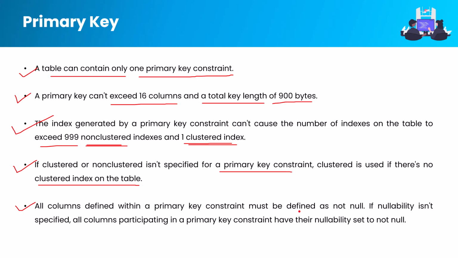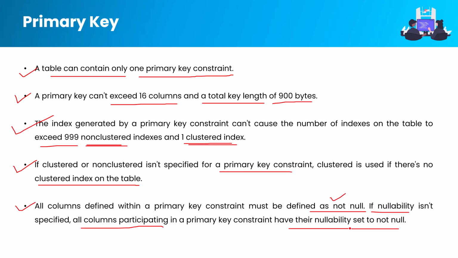Now in the last point, you can see that all columns defined within a primary key constraint must be defined as not null. So if you are specifying a primary key, that should not be null. If nullability is not specified, all columns participating in a primary key constraint have their nullability set to not null. Okay, this is very important. It should not be null if you are setting it as a primary key.